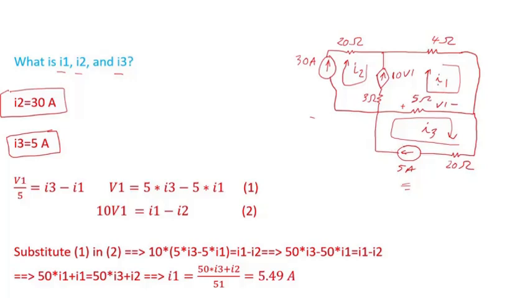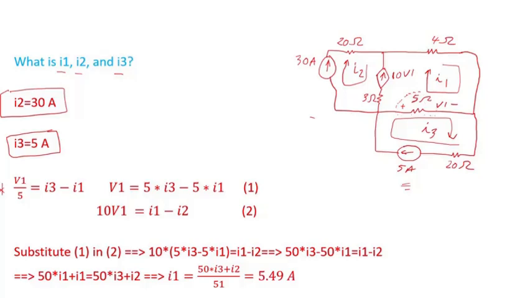For I1, so I1 here is 10 times V1 minus I2, so I have to do some math here. So the first thing is to write, let's see, Ohm's law for this 5 ohm resistor here.